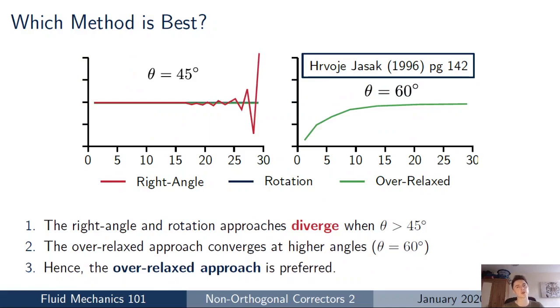But now, if we increase the angle or increase the skewness in the mesh, we can see some slightly different behavior. And in Professor Jasak's thesis, you can skip through to page 142, and you'll also see these results there. And at an angle of 45 degrees, what we see is that actually the right angle approach, that first one, tends to diverge. And as we increase the angle, the rotation approach then also diverges. And what we find is that actually the over-relaxed approach is still able to achieve convergence even at higher angles. So when the mesh is really badly skewed at 60 degrees, we see that the over-relaxed approach is still able to obtain a solution.